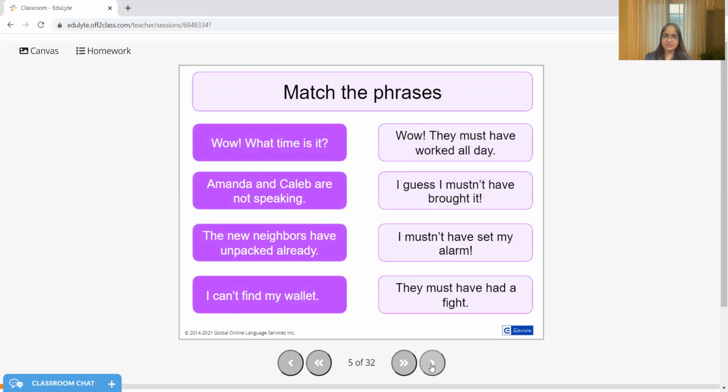Let's match the left side with the right side. Wow, what time is it? I must not have set my alarm. Amanda and Caleb are not speaking. They must have had a fight. The new neighbors have unpacked already. Wow, they must have worked all day. I cannot find my wallet. I guess I must not have brought it.